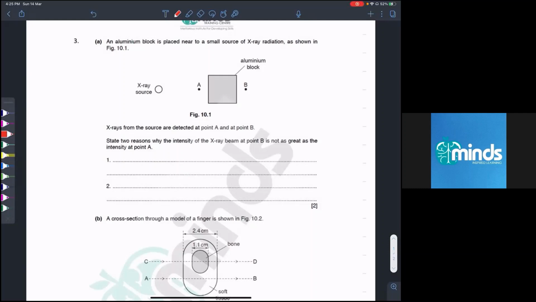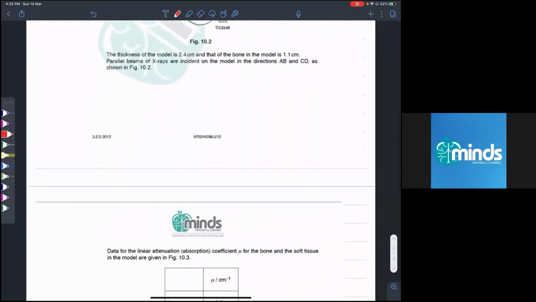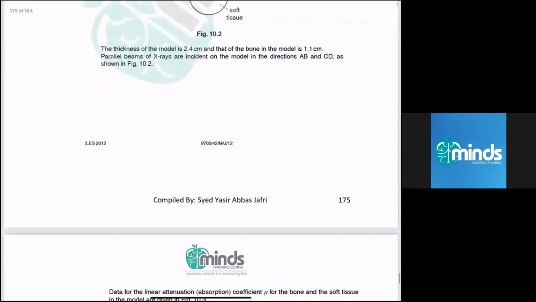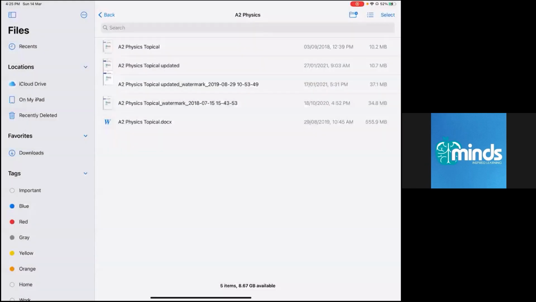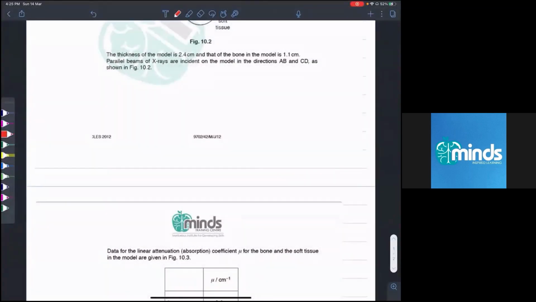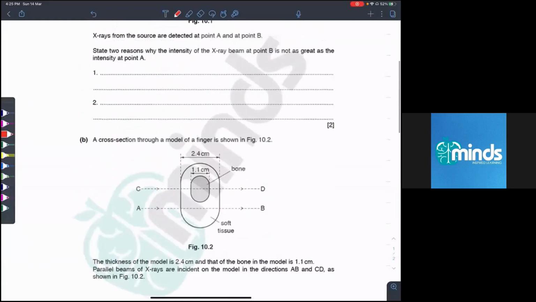So both of you try to solve this question. This is question number 3, page 175 in the booklet. Try to solve this question. Once you are done solving it, let me know, and we will discuss the answers.